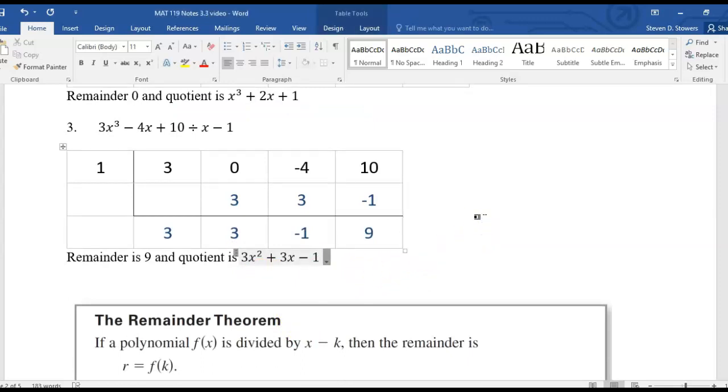Now, I want to say something about this, but I don't want this video to get too long, so I'm going to save what's coming next for the next video. To be continued. We'll talk about the significance of this, and once we've done this synthetic division, what we've learned in the next video.